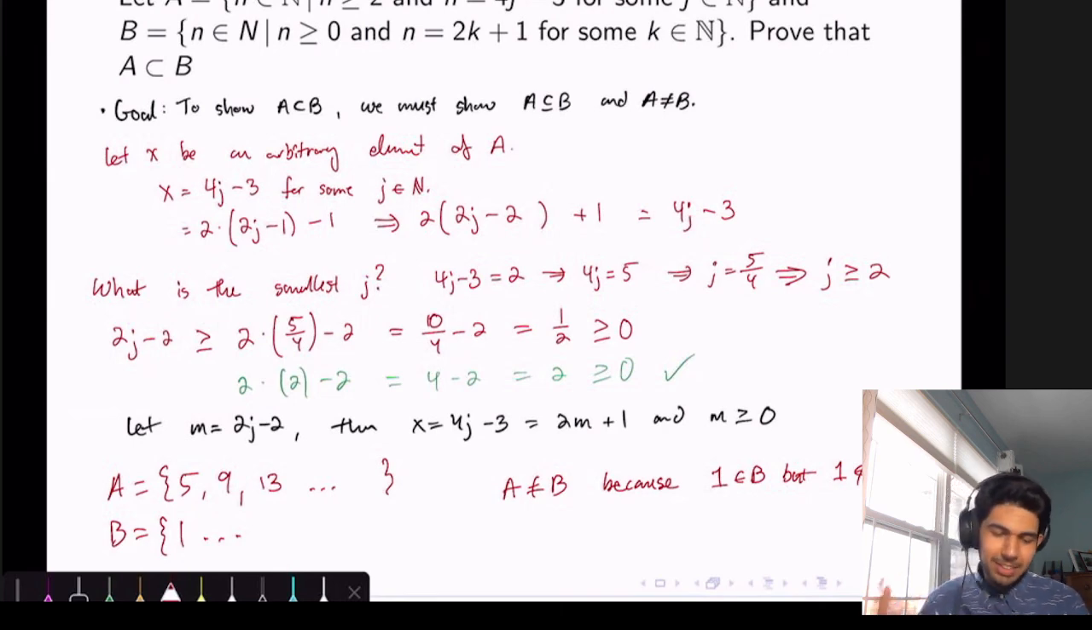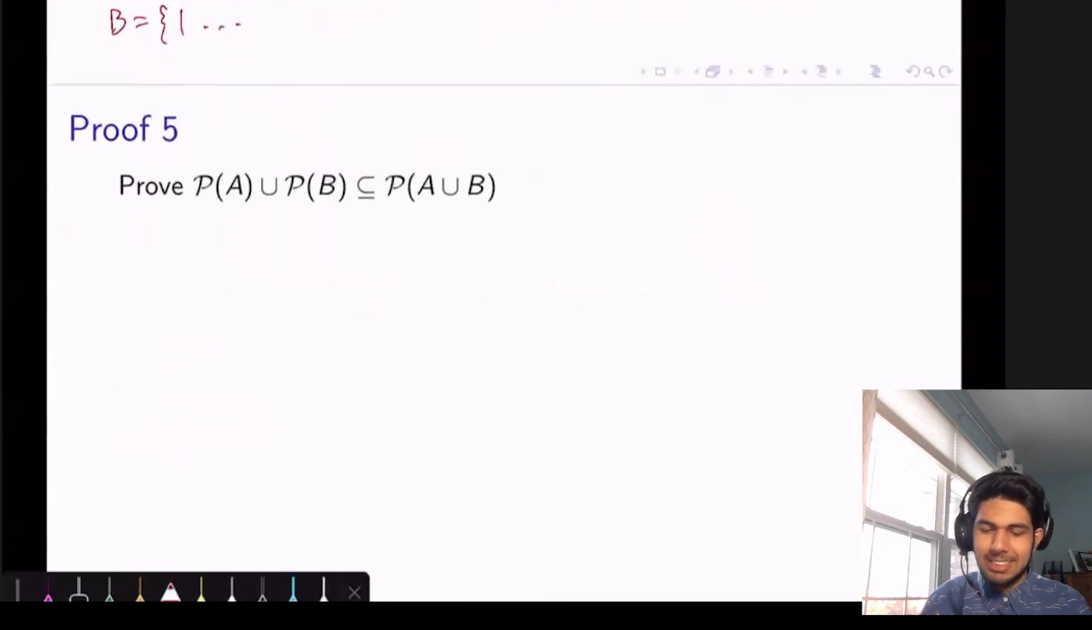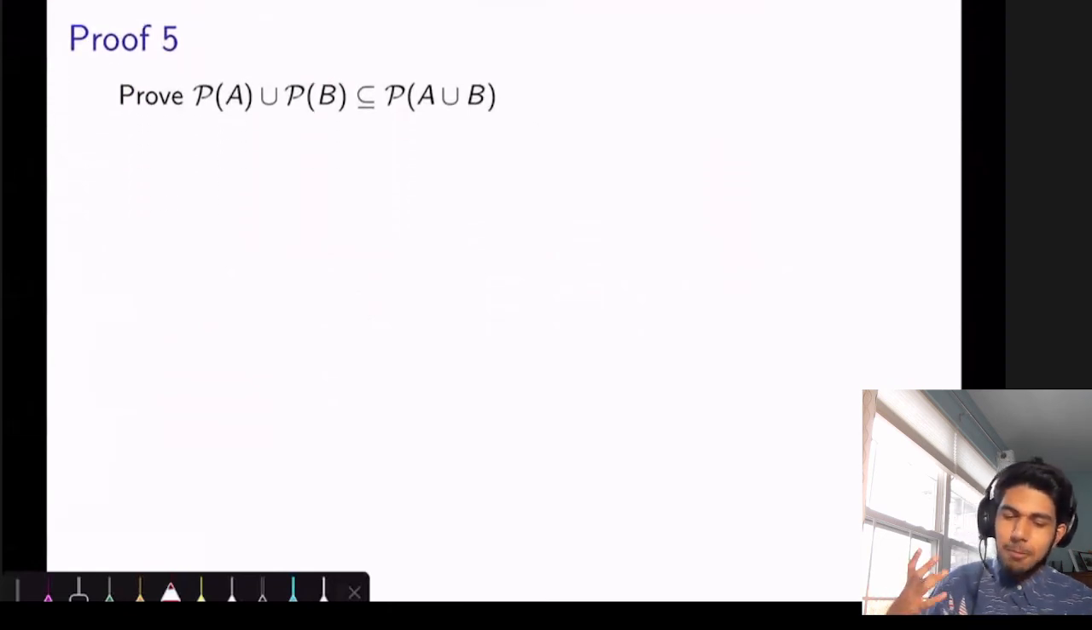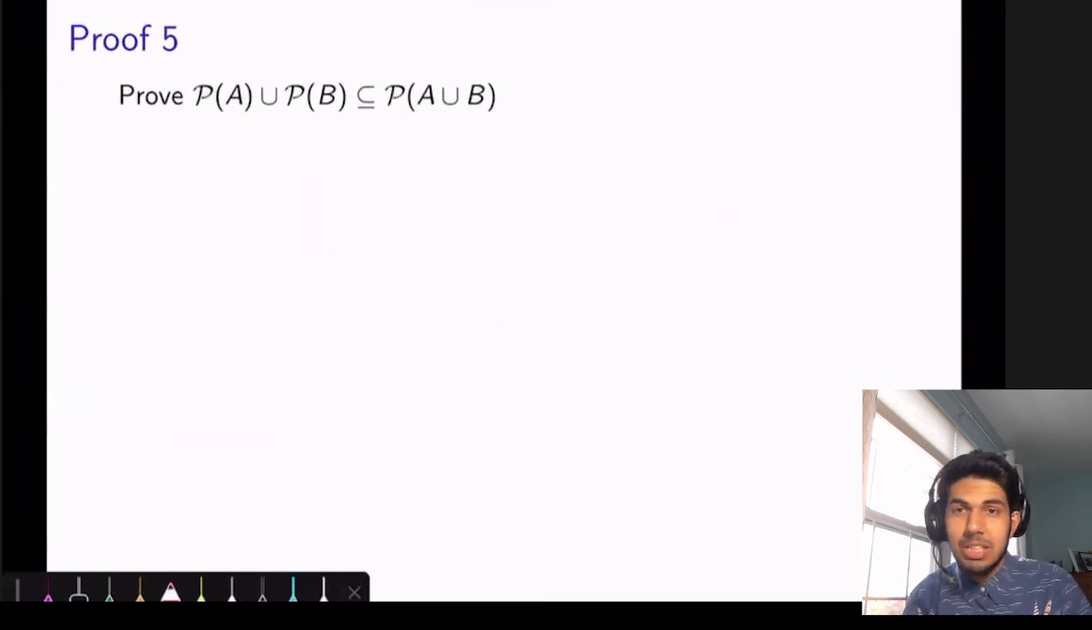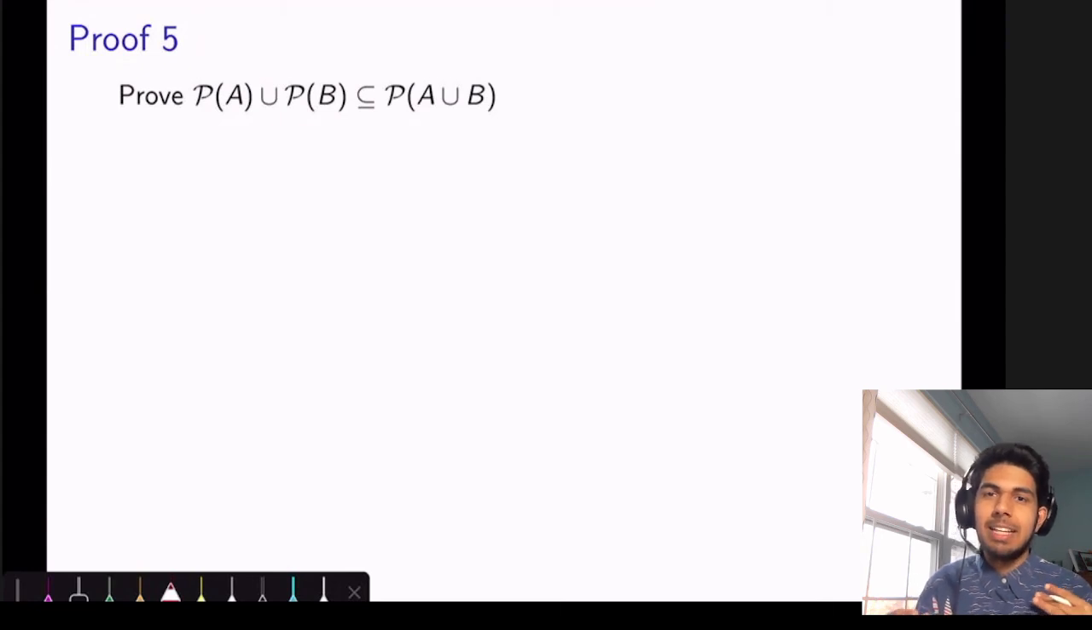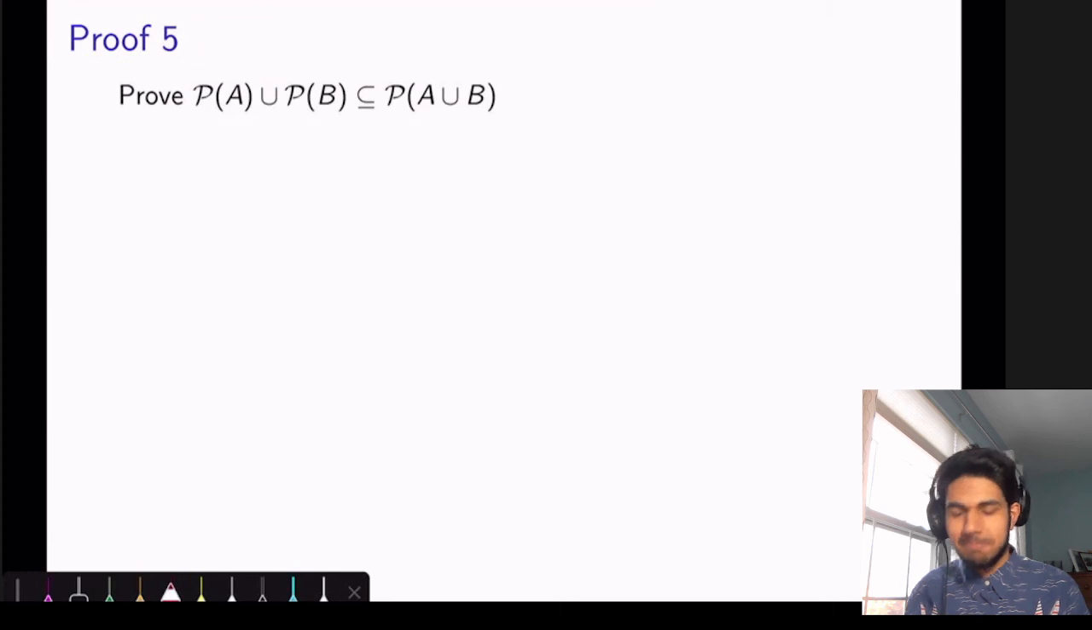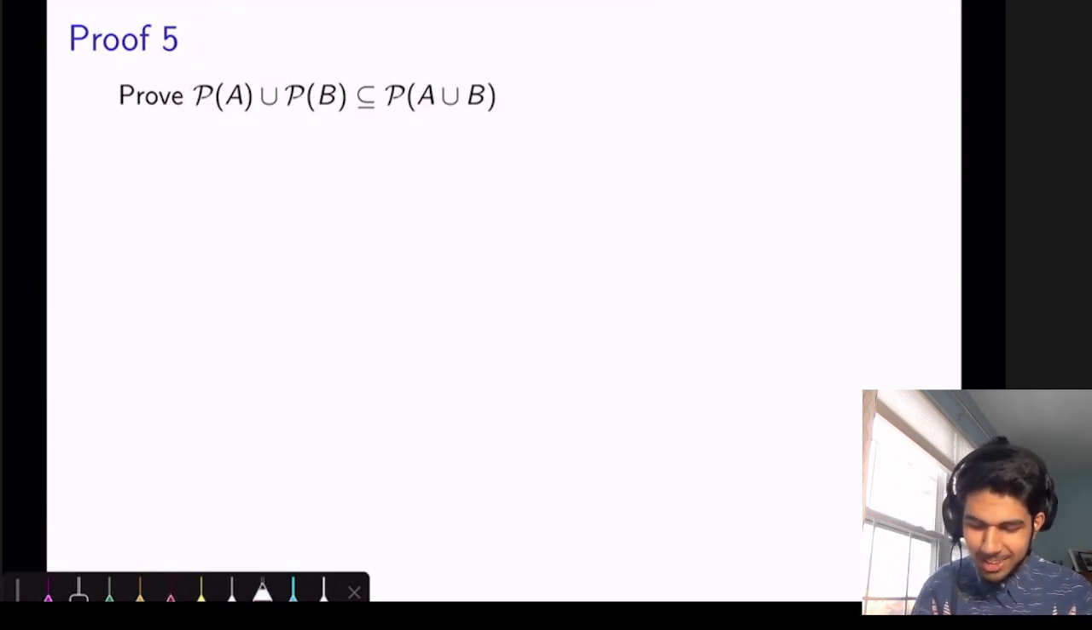Fantastic. Last problem, dealing with power sets. We're going to prove that the power set of A unioned with the power set of B is a subset of the power set of the union of A and B. Lots of terminology in there. I hope you remembered your terms. If not, I'll try to recall them as we go along.